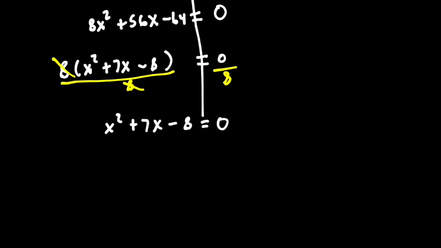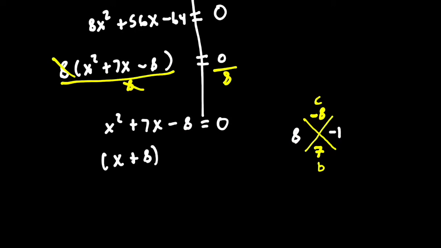Now, since the leading coefficient is 1, I can factor this trinomial by finding the two numbers that multiply to negative 8, but if I add them, they should give me a positive 7. So here I'll use this X diagram to organize my thoughts. And the two numbers that multiply to negative 8 but add to 7 are going to be positive 8 and negative 1. So I can factor this trinomial as x plus 8 multiplied by x minus 1. And that's going to equal 0.